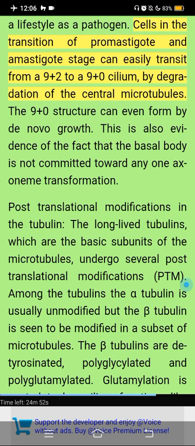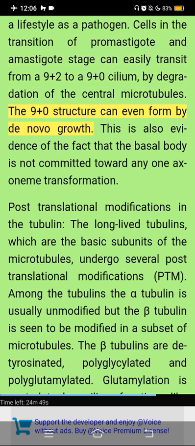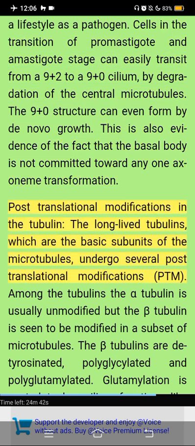Cells in the transition of promastigote and amastigote stage can easily transit from a 9 plus 2 to a 9 plus 0 cilium by degradation of the central microtubules. The 9 plus 0 structure can even form by de novo growth. This is also evidence of the fact that the basal body is not committed toward any one axoneme transformation.